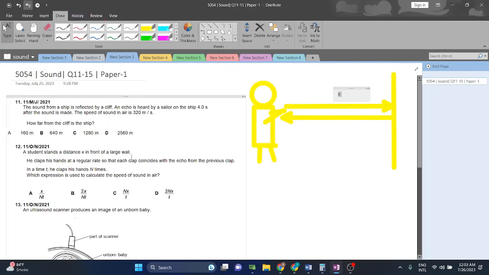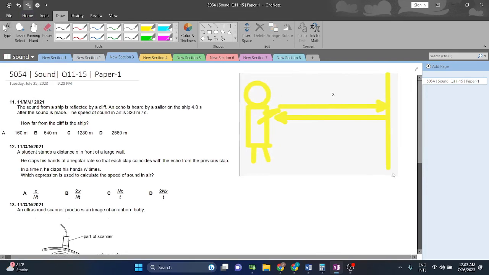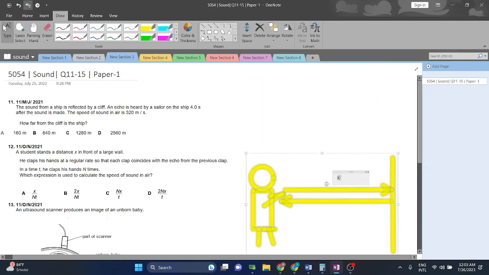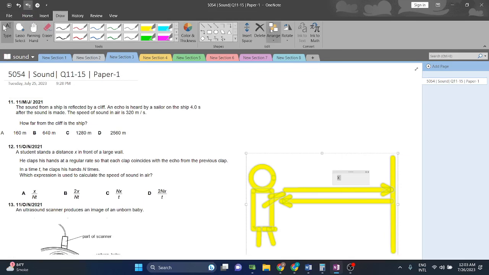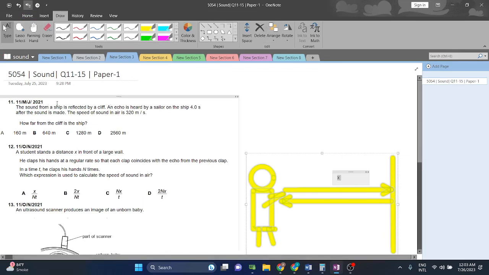Let's start. Question 11. The sound from a ship is reflected by a cliff. An echo is heard by a sailor on the ship 4 seconds after the sound has been made. The speed of sound in air is 320 meters per second. How far from the cliff is the ship?